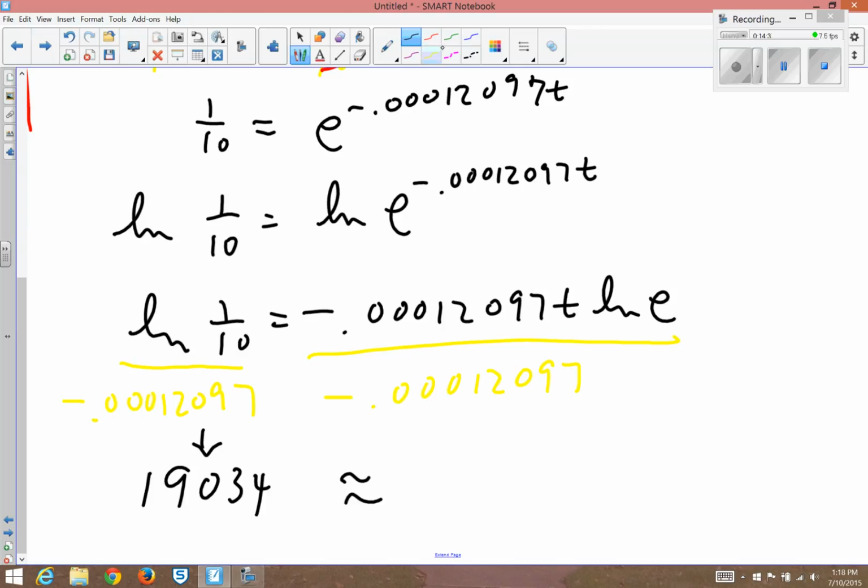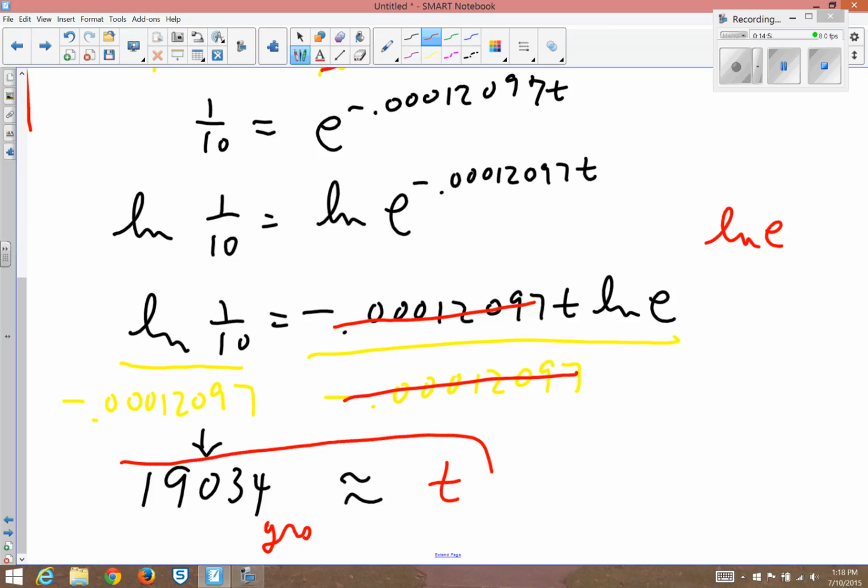The right side of the equal sign, this number cancels with this number. The t will get brought down, but the natural log of e is 1. So this says t times 1. And t is measured in years. So this piece of wood is about 19,034 years old. Very old piece of wood.